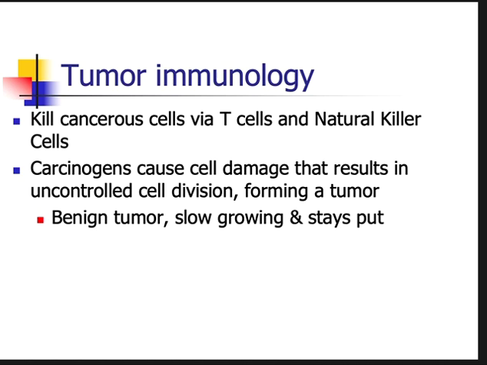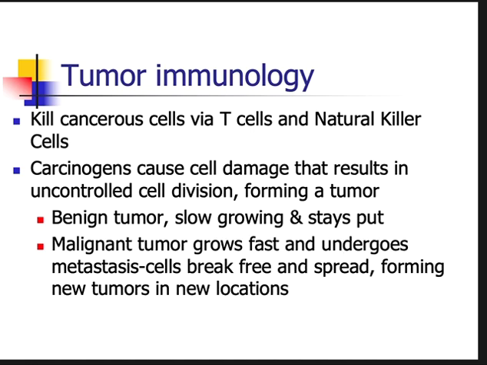A benign tumor would be something that's very slow growing and it stays in place. It's not spreading around. A malignant tumor is able to grow very quickly and it will have the potential to spread. And so we say that it undergoes metastasis, and metastasis cells break free and spread and metastasize, right? Forming new tumors everywhere that they land, right?